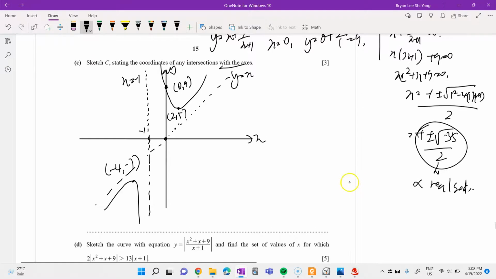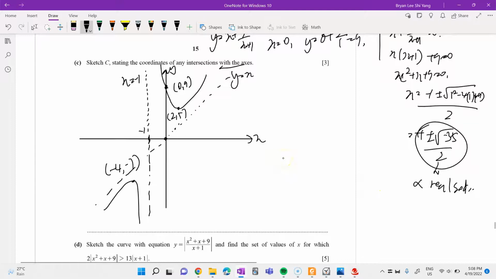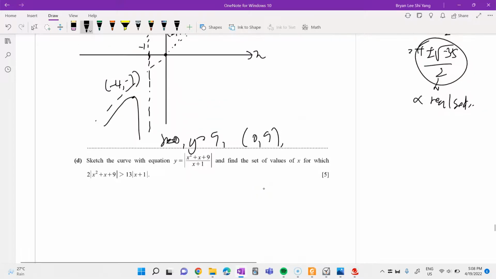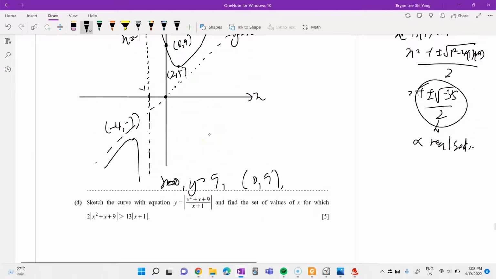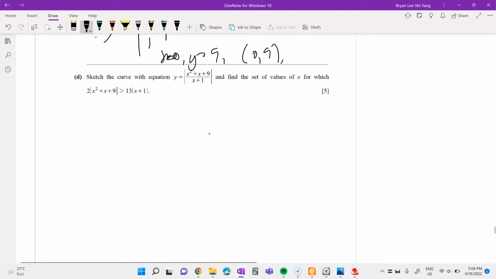This is what can happen. I'm simulating a live exam right now. So this is what it will look like, and then state the coordinates of any intersections with the axes. When x equals 0, y equals 9, so 0, 9. Okay, something like this. Sketch the curve with equation y equals the absolute value of x. Absolute value means for any values of y below 0, you have to reflect the whole thing up, right? Then find the set of values of x for which.